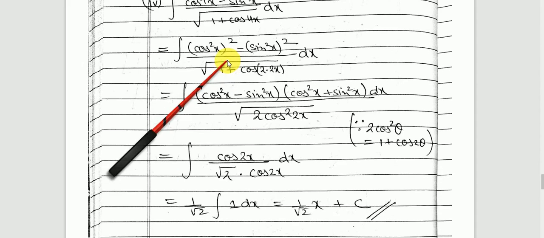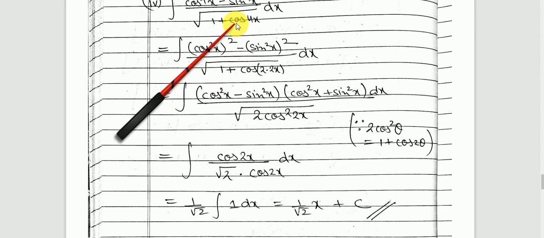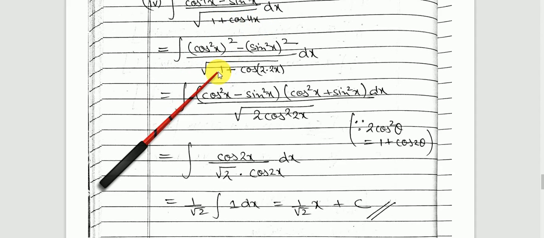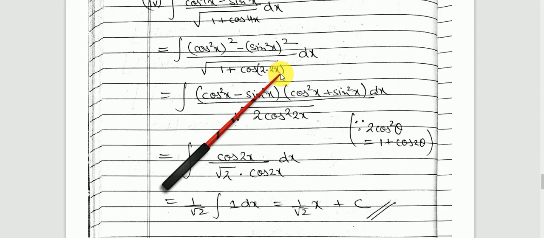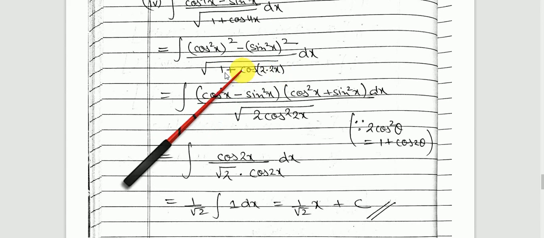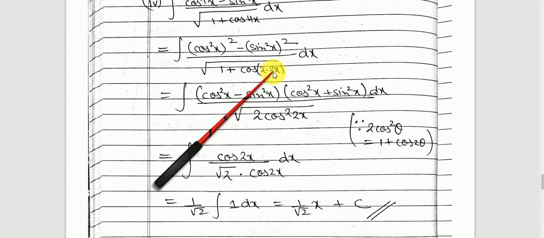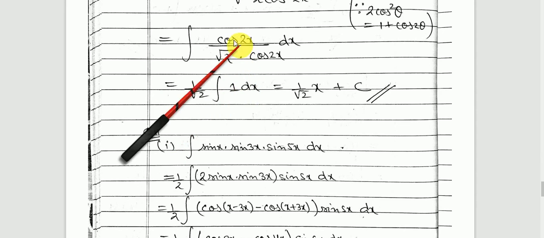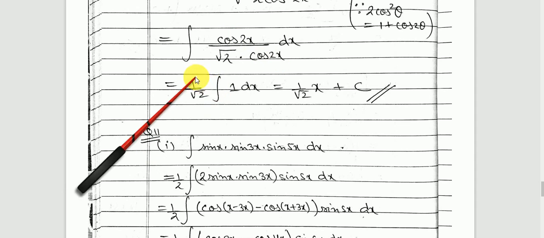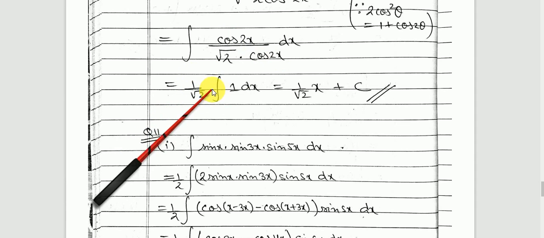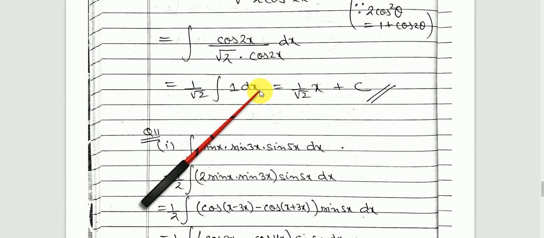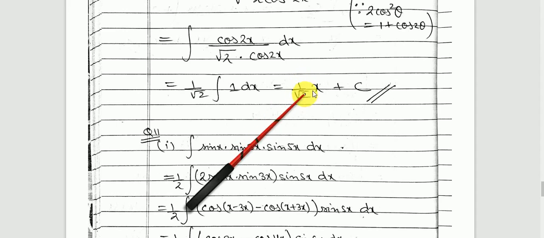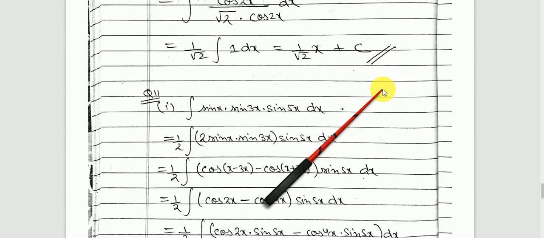And in the denominator, 1 plus cos 4x can be written as 1 plus cos 2 into 2x, and this can be written as 2 times cos square 2x. Simplifying further, cos 2x cancels and we are left with 1 upon square root 2 into integration of 1 with respect to x, so you get 1 upon square root of 2 into x plus c.